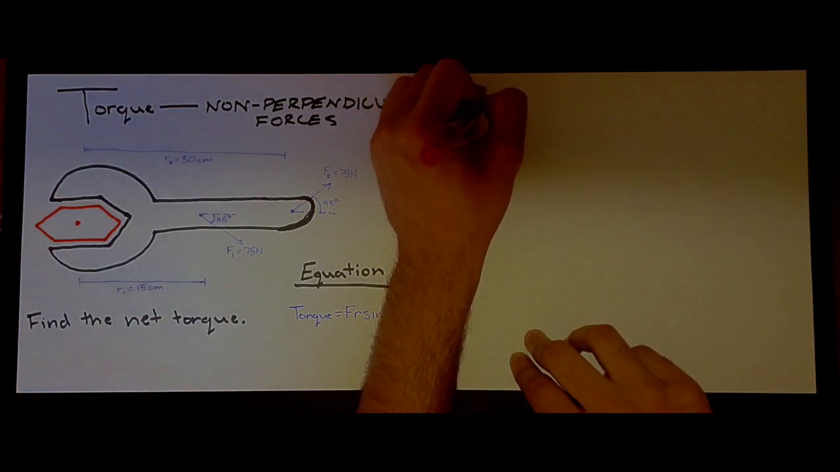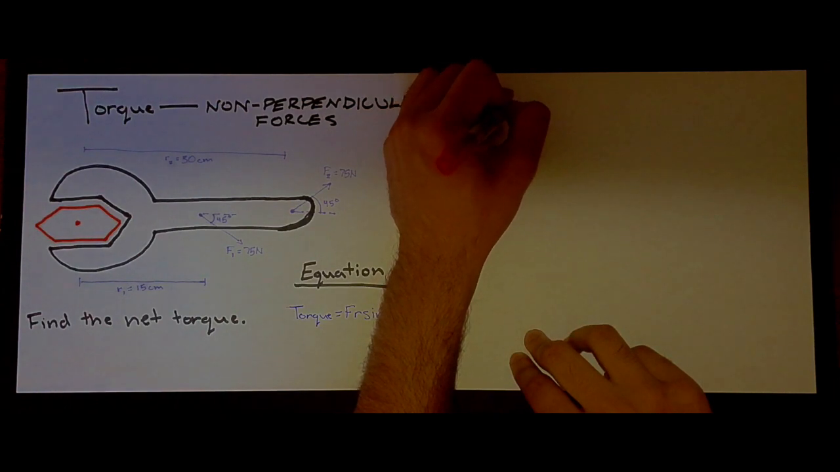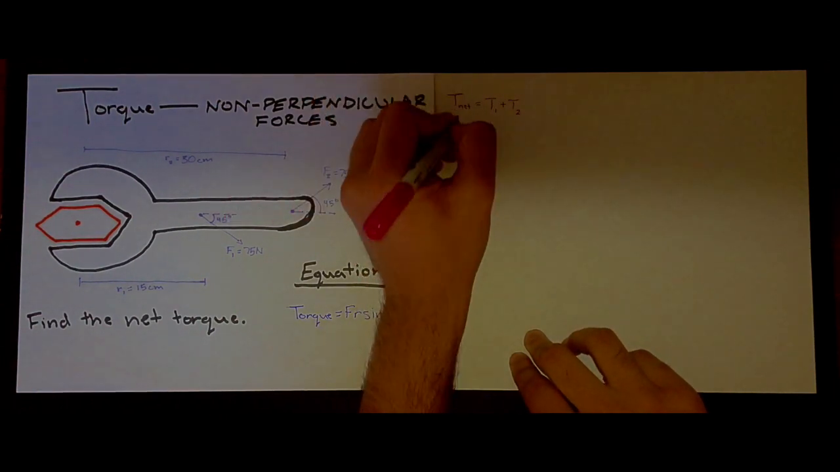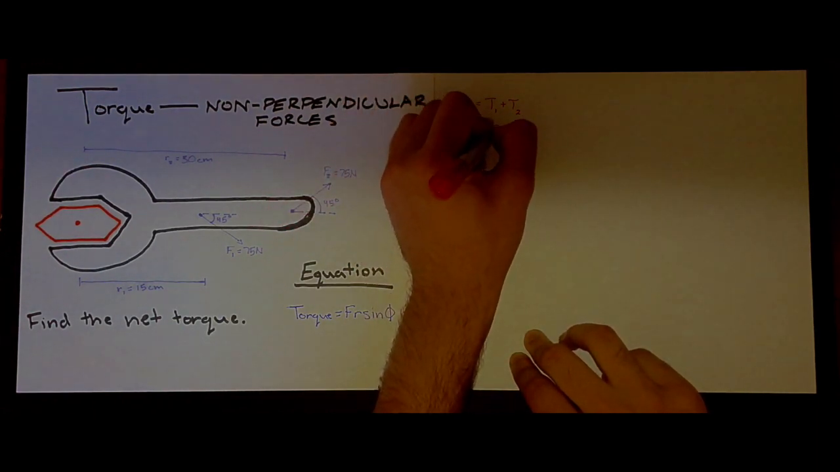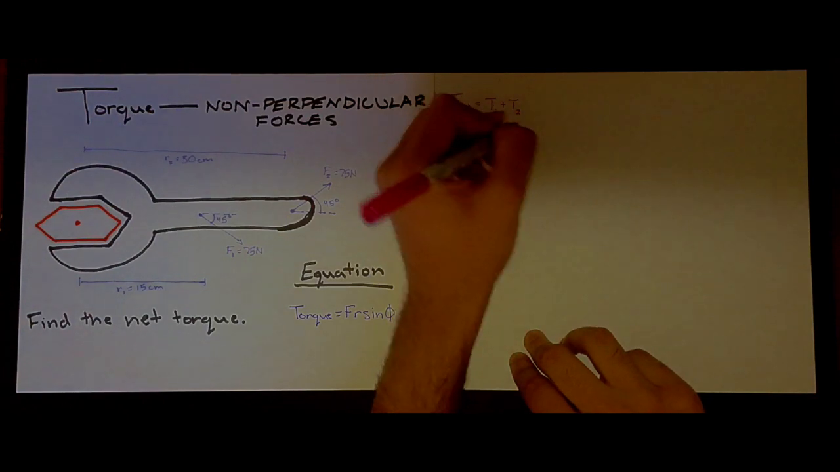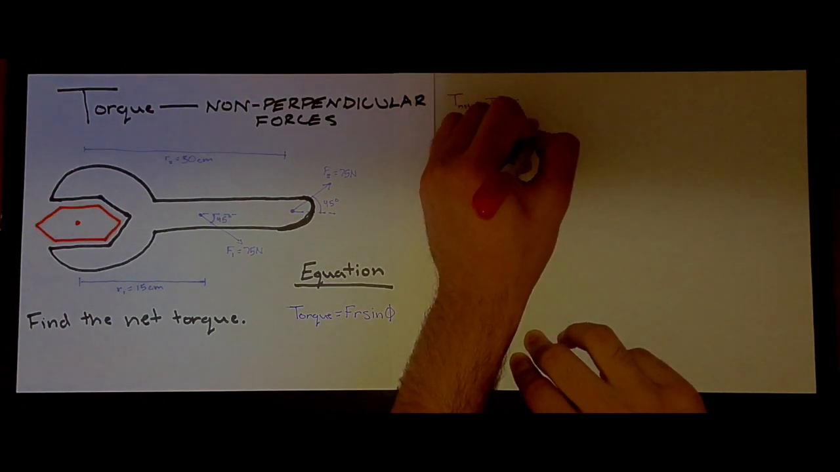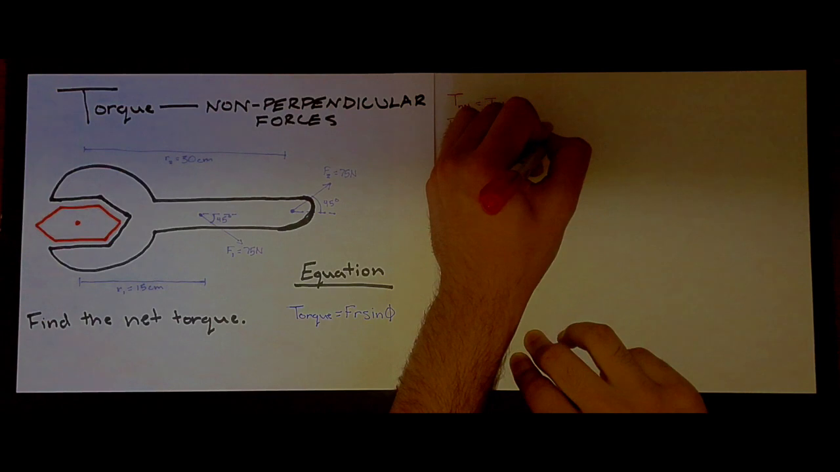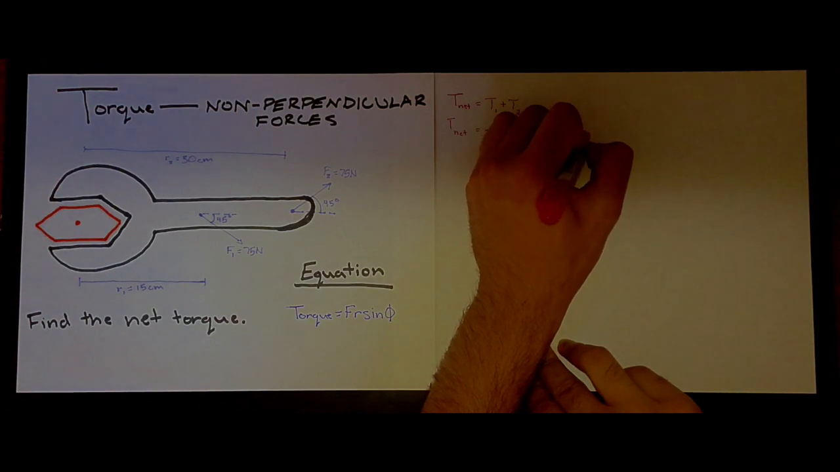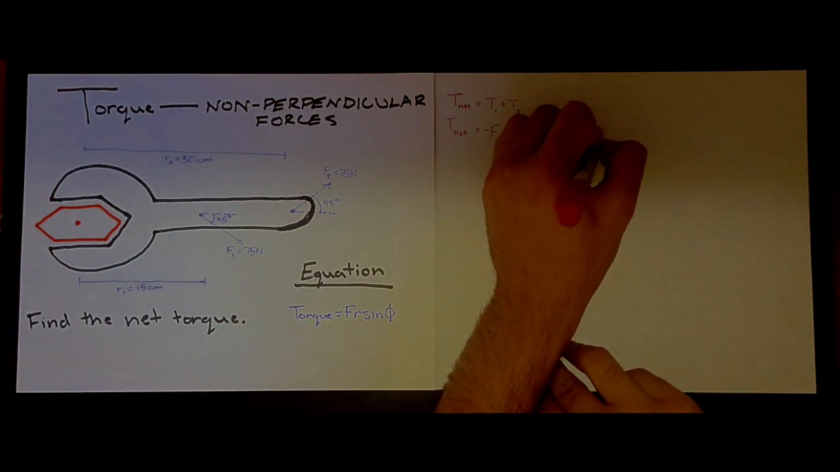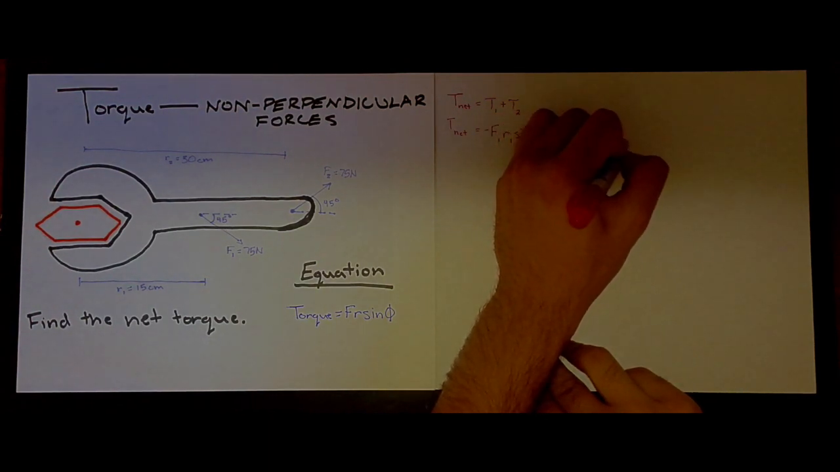We know that net torque is equal to torque of the first force plus the torque of the second force. And torque is equal to force times length times sine of phi. Knowing that, we can create the equation net torque is equal to negative force 1 times length 1 times sine of phi 1 plus force 2 times length 2 times sine of phi 2.